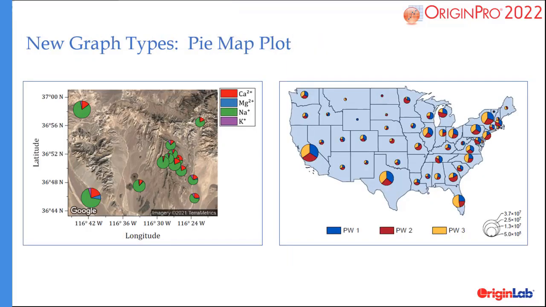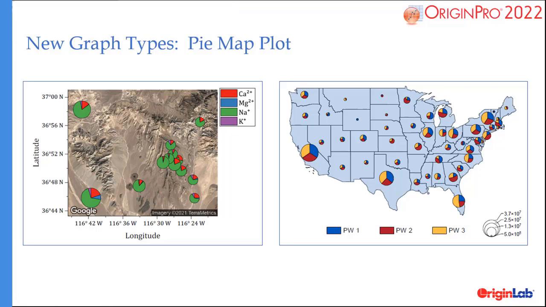There are several new graph types implemented in this version. One of them is the pie map plot, where you can place pie charts at any given XY location, which is typically done on a map. So on the left side, you will see some ion measurements done over a certain longitude-latitude area. Each pie representing a fraction of calcium, magnesium, sodium, and potassium found in that particular site.